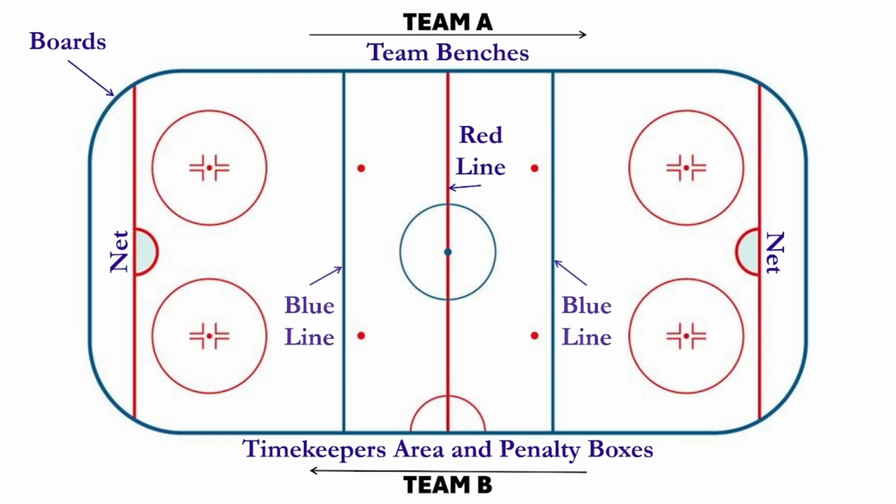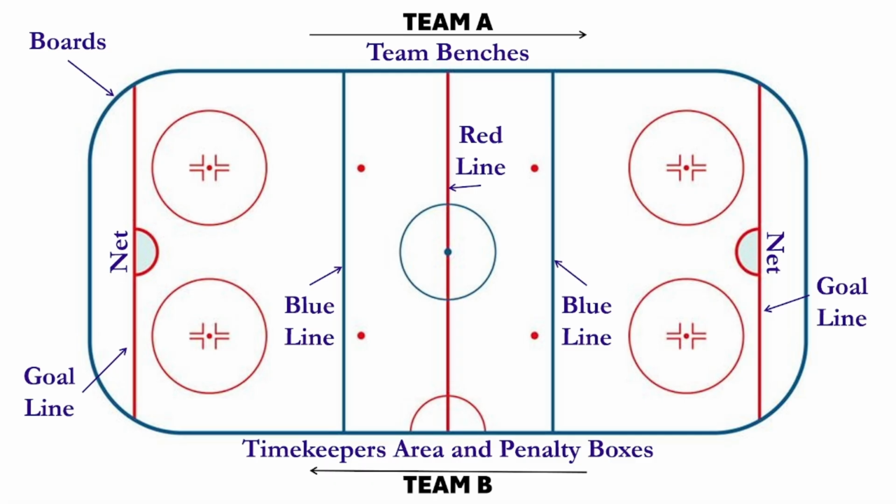Speaking of blue lines, next up are those. There's two located on each side of the red line. The blue lines are always solid blue, and they mark the divisions of the three zones: offensive, neutral, and defensive. I've got a slide mapping those out here in a bit. The blue lines come into play a lot more as the determining factor on if a team is offside or not when they enter the zone. They're probably the most important line to know about.